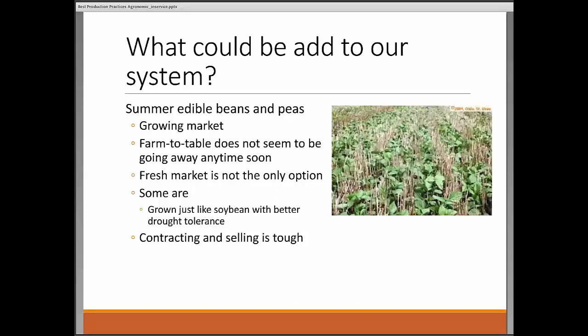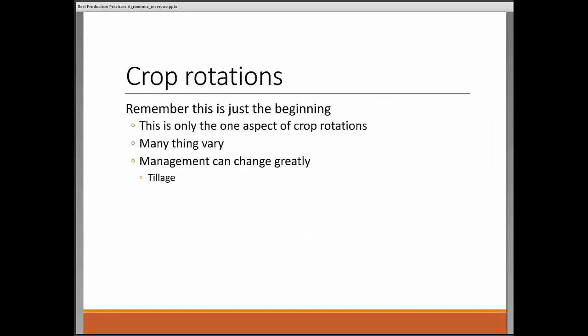So when we talk about crop rotation, remember this is just the beginning. This is just kind of scratching the surface, and there are other aspects of crop rotation that we can talk about in great detail, and know that management changes everything. And this transitions into the next section, which is a little bit into tillage, and we'll see how these things interconnect.